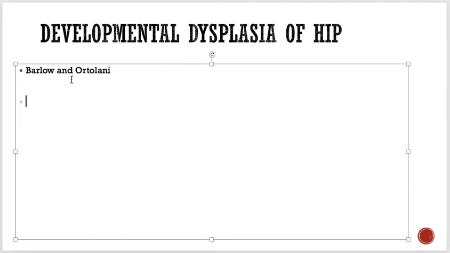And these maneuvers, we do on the newborn just to diagnose if the child has developmental dysplasia of the hip. Now, what is developmental dysplasia of the hip, guys? It is simply a group of disorders which range from dysplasia to subluxation.